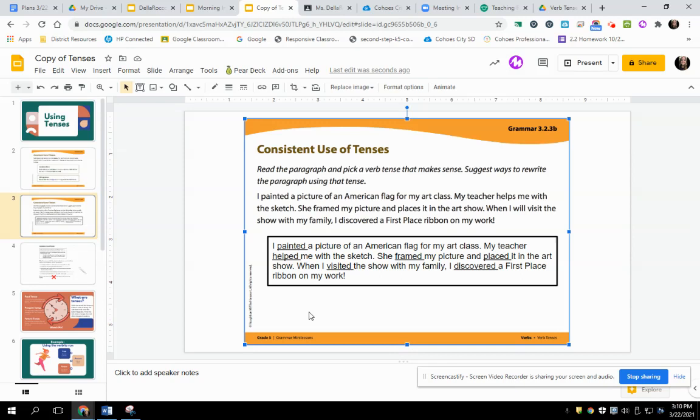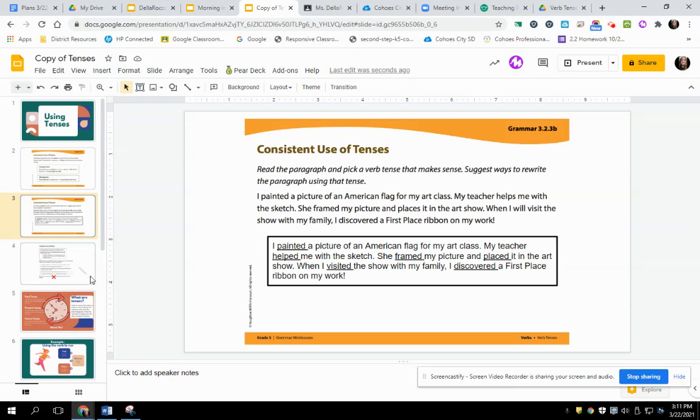In this case, it was consistent past tense. I painted a picture of an American flag for my art class. My teacher helped me with the sketch. She framed my picture and placed it in the art show. When I visited the show with my family, I discovered a first place ribbon on my work. That makes so much more sense. Wow. So much more sense.